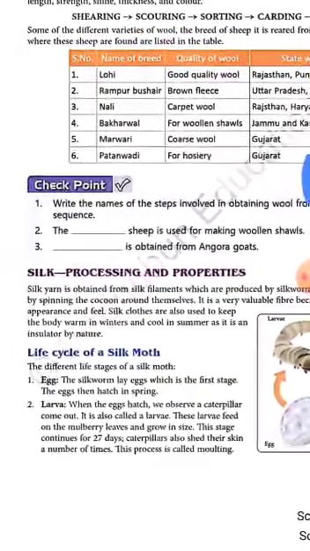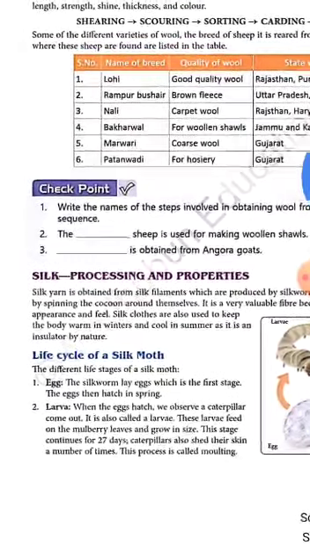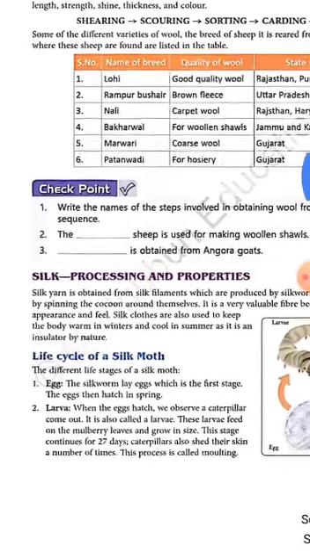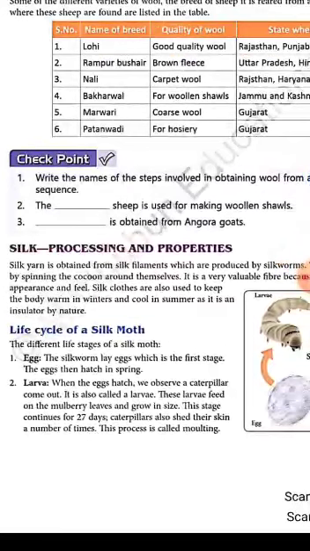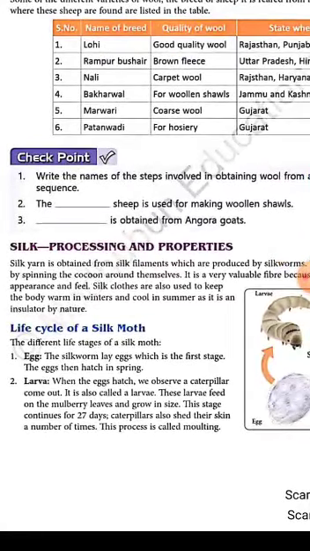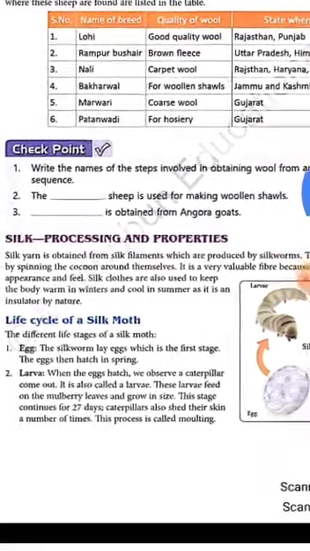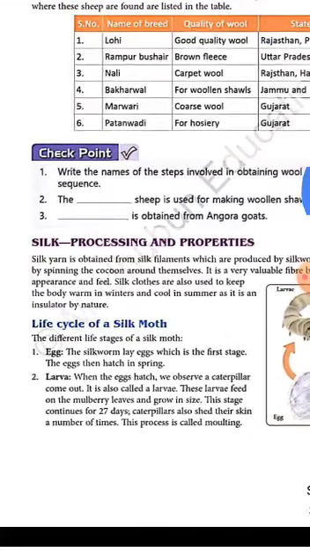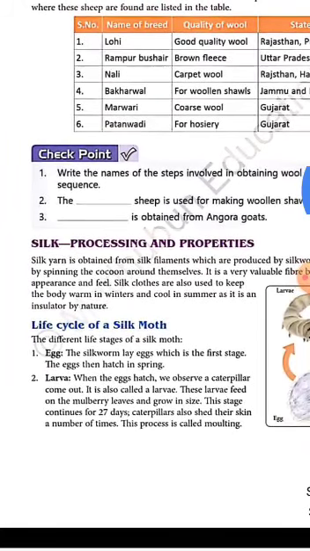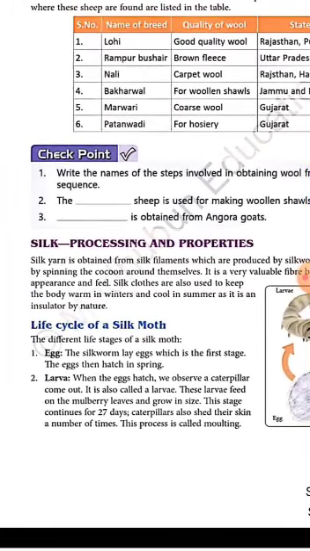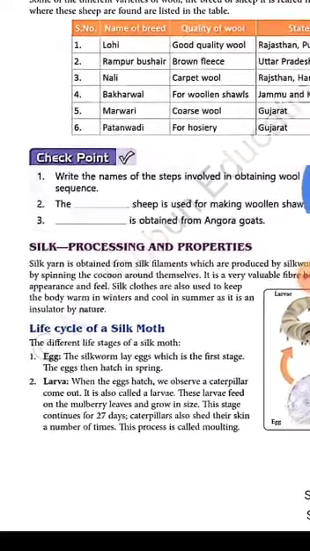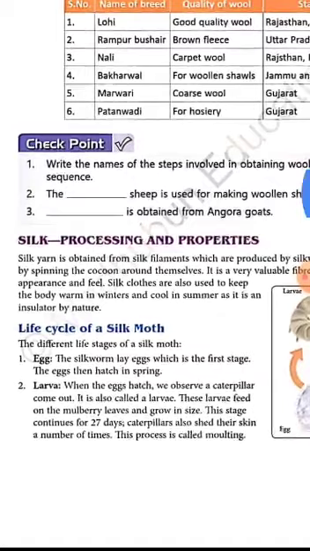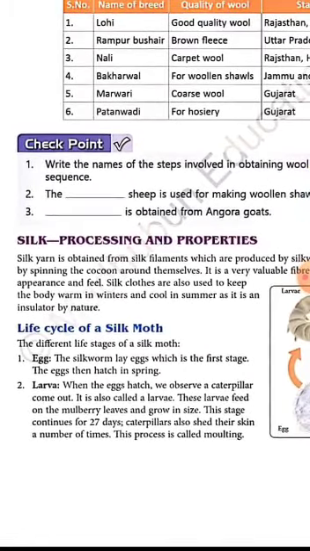Now do you know from where we get the silk? Silk is obtained from silk moth, and silk moth looks like butterfly. And do you know the life history of silk moth is very interesting because it does not come directly from the eggs. The silk moth undergoes 4 stages of life history. What are the stages? Number 1 egg, number 2 larva, number 3 pupa, and number 4 adult silk moth.